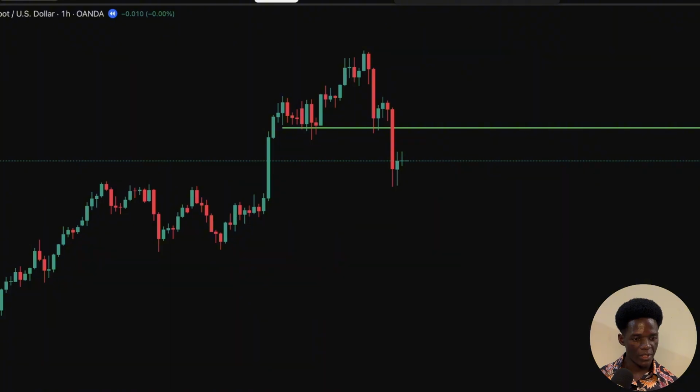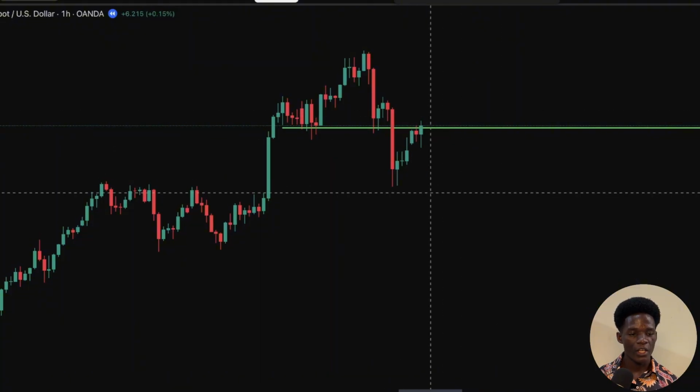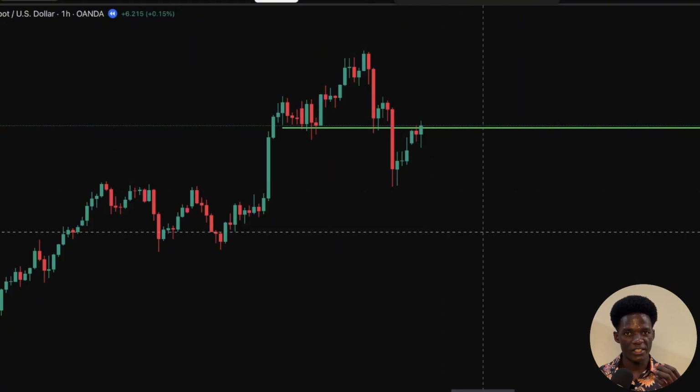So let us wait. Now the price has reached our key resistance level. Now this is the right place. When the price retests your key level, that becomes the right place you should enter at. But you don't enter immediately here. You want to wait for the right time. The right time is when you get the confirmation.